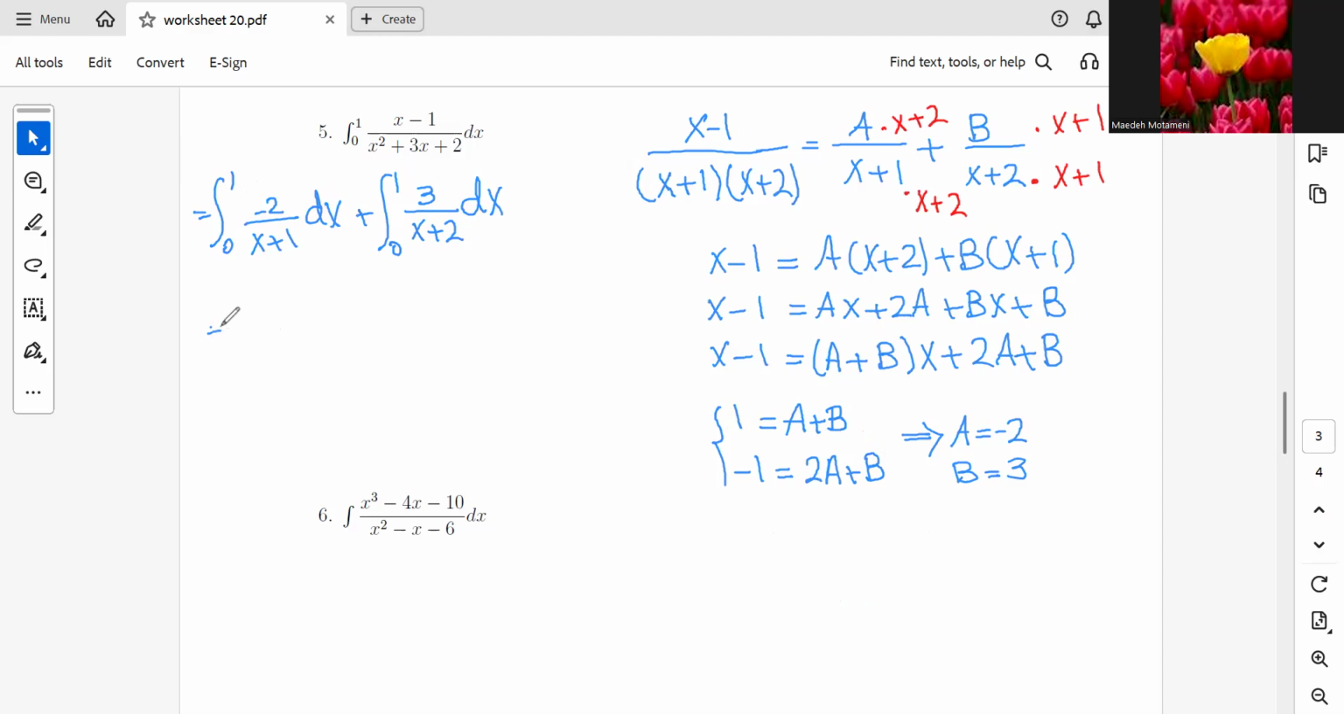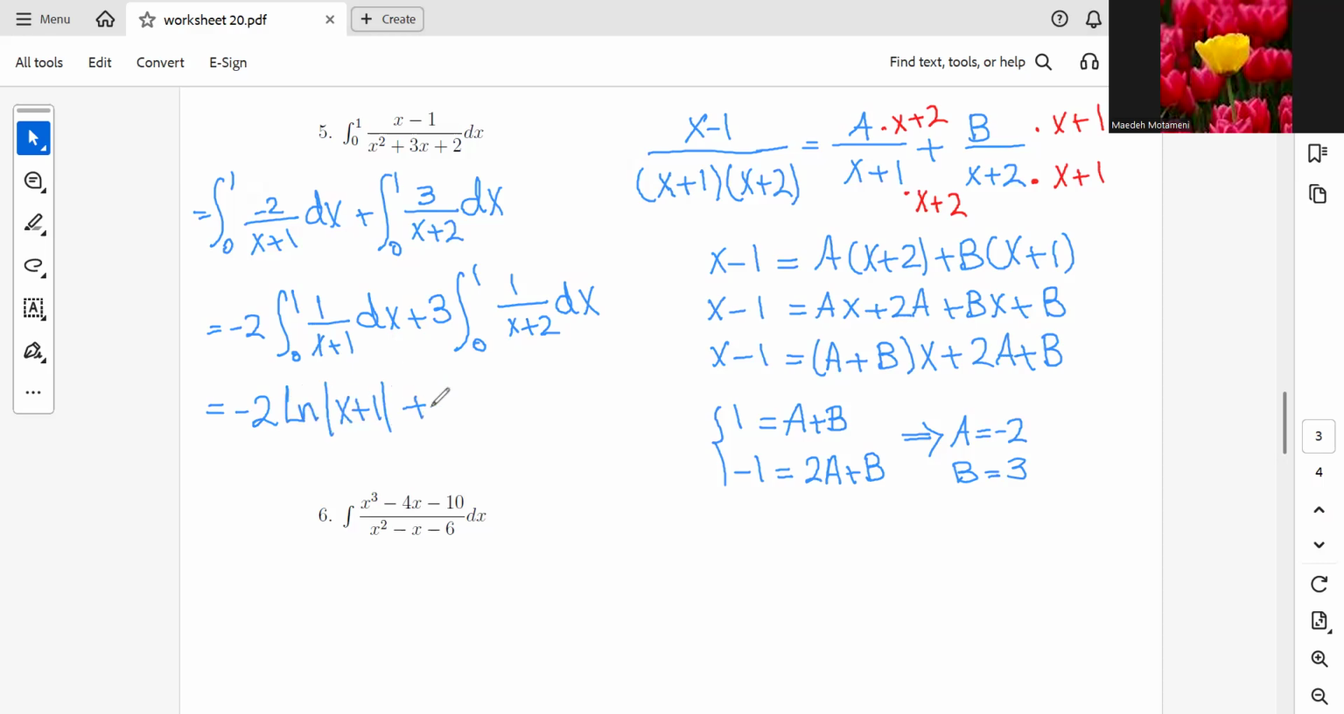So we can bring out -2, integral of 0 to 1, 1 over x plus 1 dx, plus we can bring out 3, so 0 to 1, 1 over x plus 2 dx, and these are going to have ln as the answer. So -2 ln of absolute value x plus 1 plus 3 ln of absolute value of x plus 2, 0 to 1 here, 0 to 1 here. We don't need to write C because it is definite.